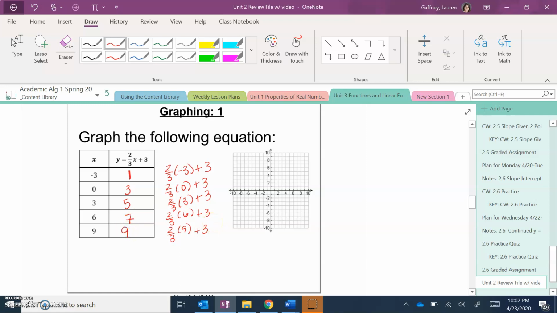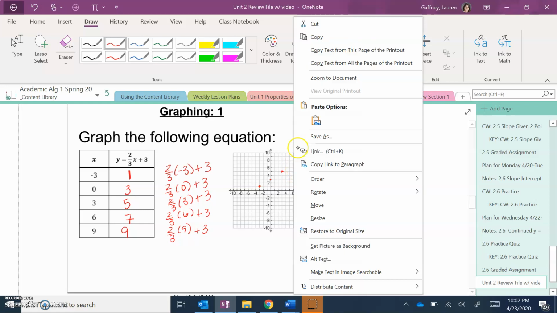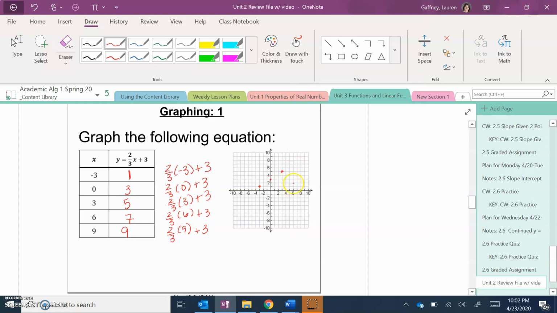And 9. So negative 3, 1, 0, 3, 3, 5, 6, 7, and then 9, 9. And we connect those with a straight line.